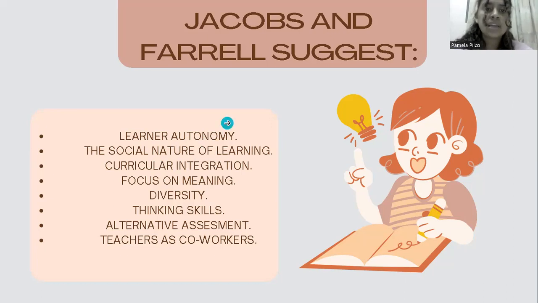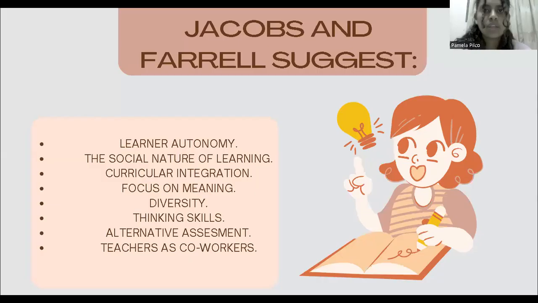The social nature of learning. Jacobs and Farrell say that learning is not an individual activity. Instead of that, they say that learning is a collaborative and social activity in which learning emerges through the interaction between students.